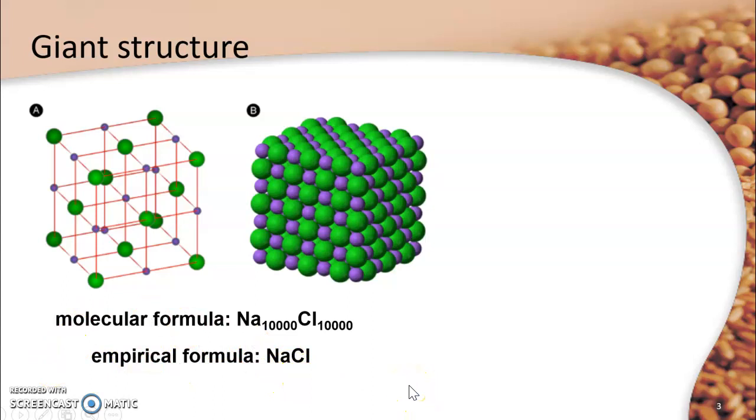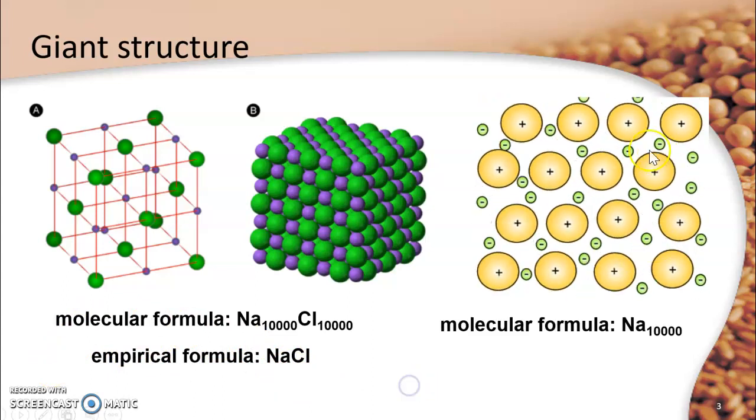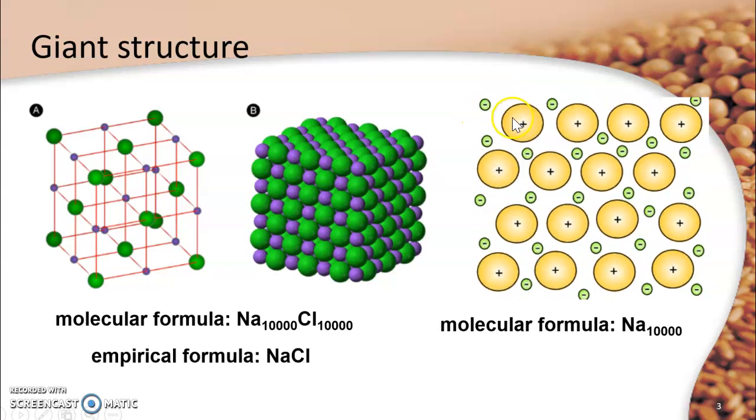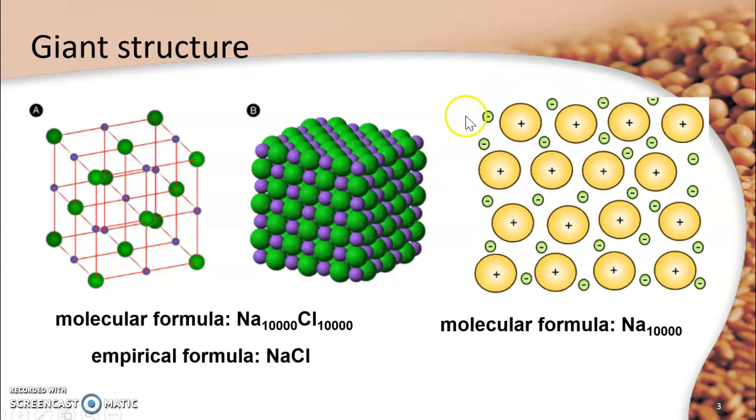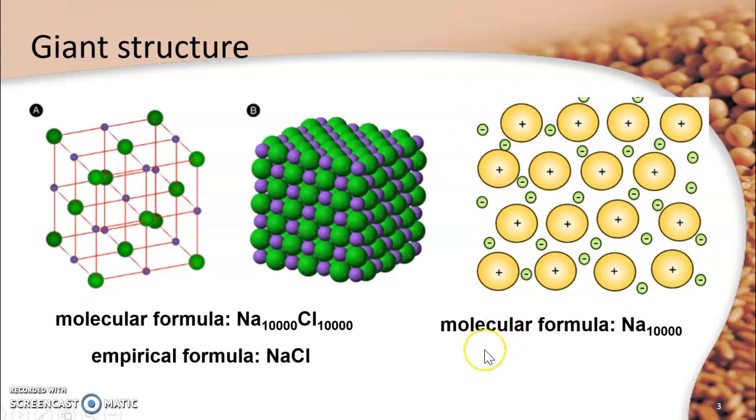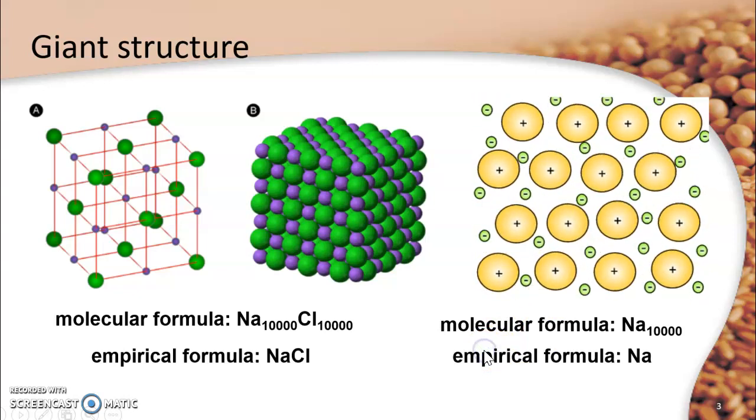Other than that, we also have the giant metallic lattice structure. In this case, it is made of many metal cations embedded in a sea of delocalized electrons. Let's say there are 10,000 sodium cations. The empirical formula, which is the simplest form, will just be Na.